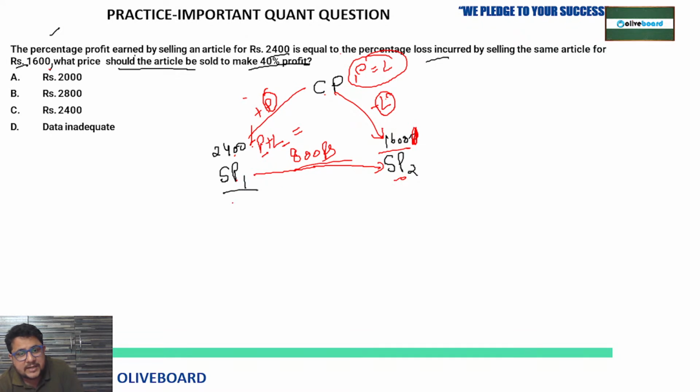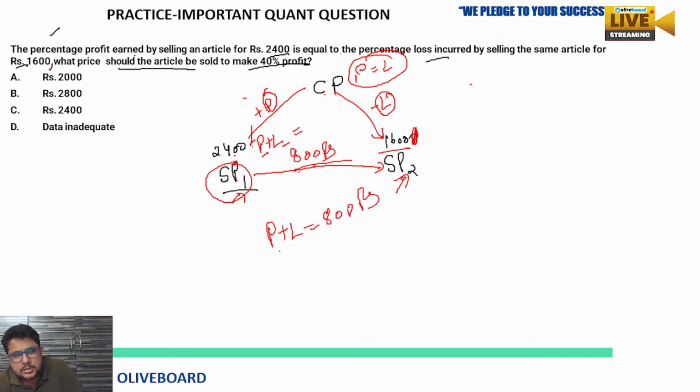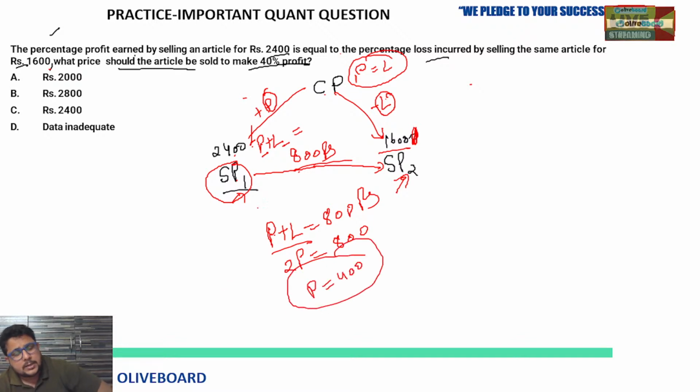That is the difference between SP1 and SP2. SP1 is the selling price where he is getting the P percent profit, and SP2 is the selling price where he is getting the same percent loss. Loss is equal to profit. So here 800 is the distance, so P plus L is going to be 800 rupees. Now you know profit is equal to loss, so profit plus profit, only two times profit, is 800. So profit is going to be 400. Directly you can say.